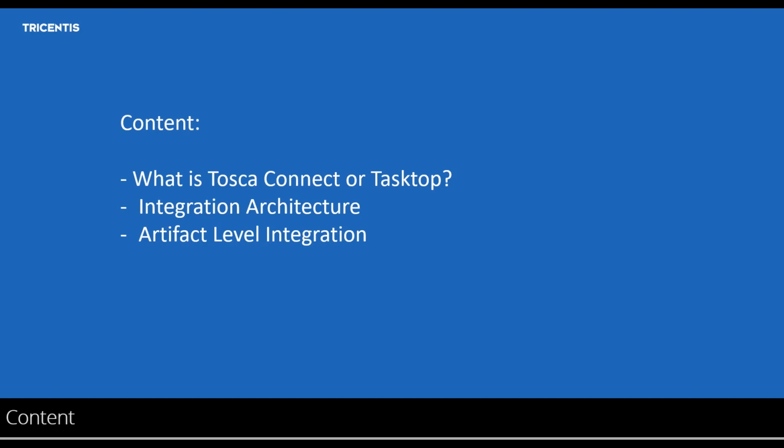Tosca Connect is basically a third-party tool which is used by Tricentis to let this integration happen. Tosca Connect helps us to integrate the artifacts of one tool with Tosca. For example, if we want to move the defects that we have made in Tosca to VSTS, then we can use Tosca Connect to do so. This whole process is called integration, which is done by Tosca Connect. Similarly, we can move other artifacts also. We can integrate other artifacts like epics or user stories which are present in VSTS.